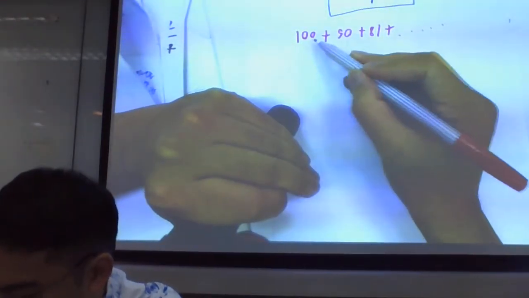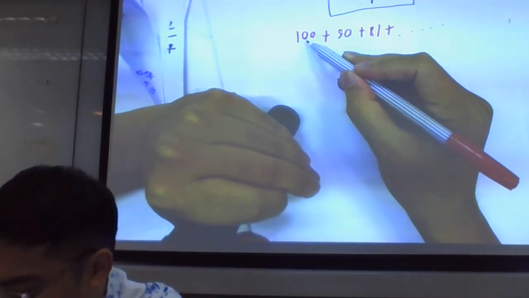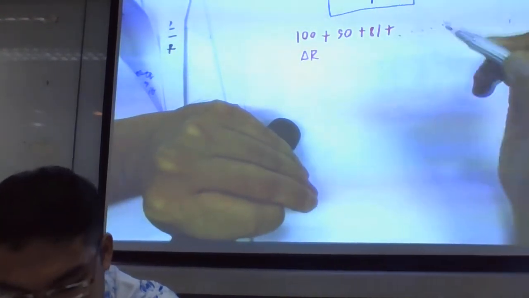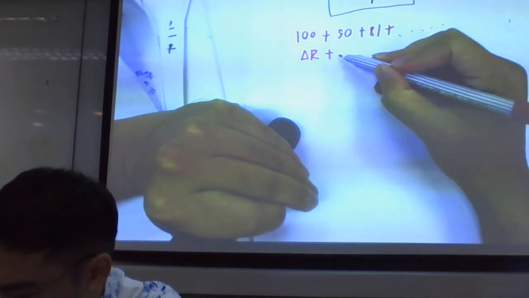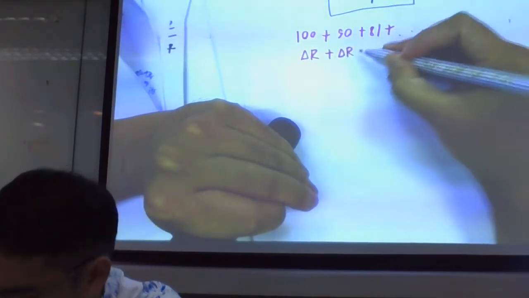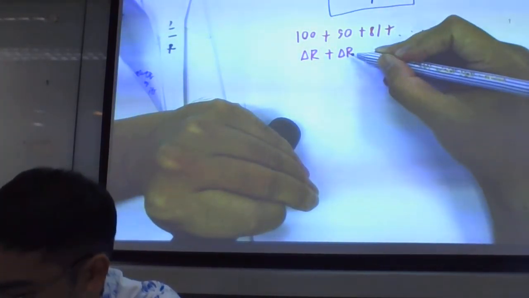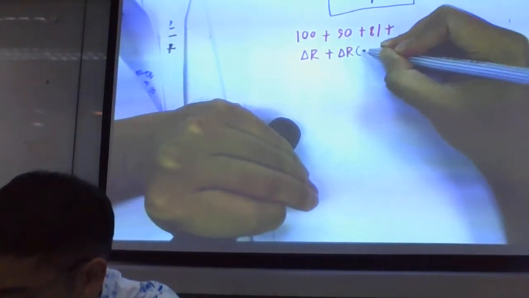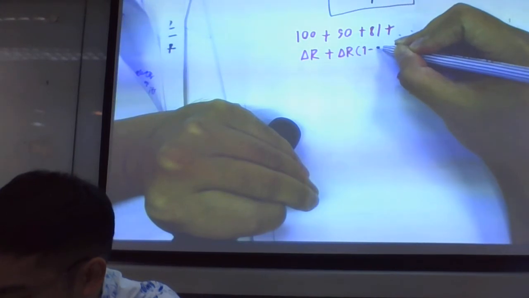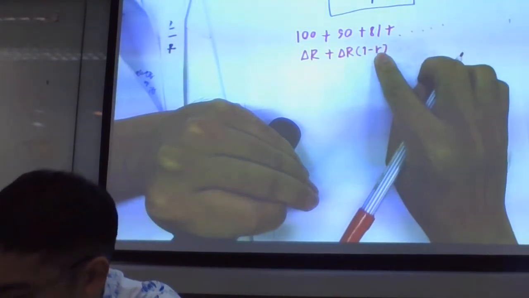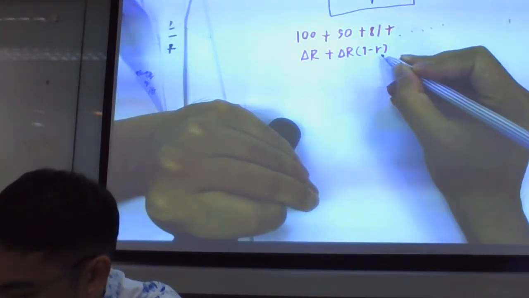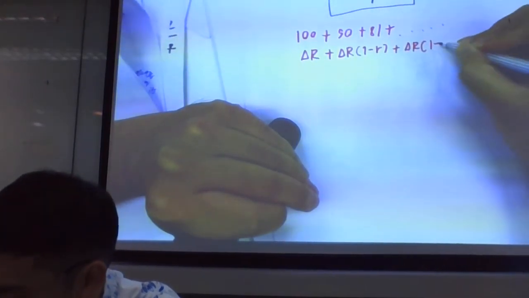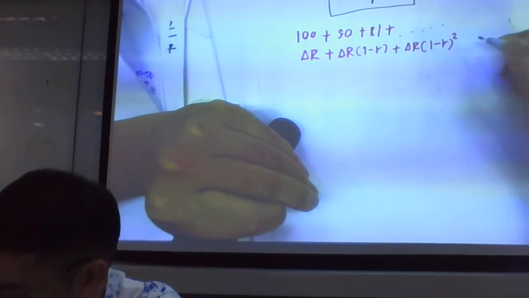For this one, you can see that in fact the 100 here in your deposit is the delta R, or the change in the reserve, plus the delta R here. But for this one, it is the amount of money that you have to make loan. So it is the fraction left after the required reserve. Okay? Plus delta R times (1 minus R) squared.